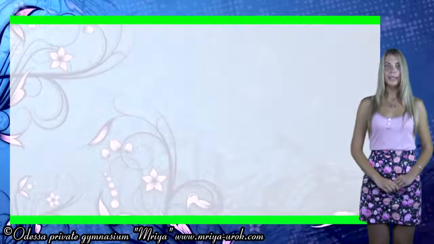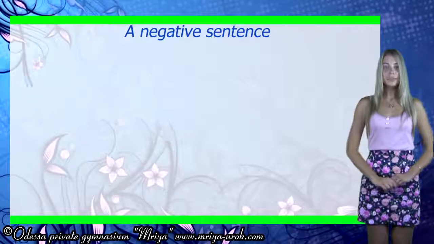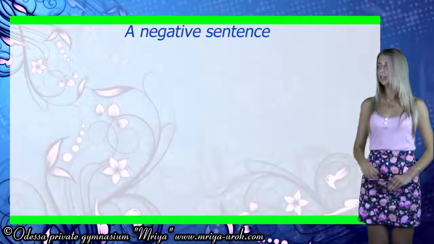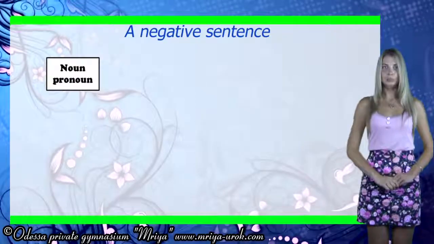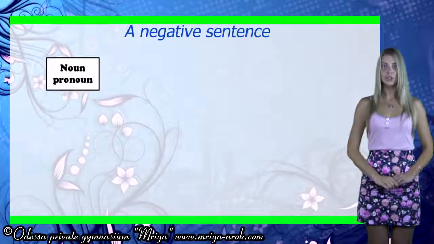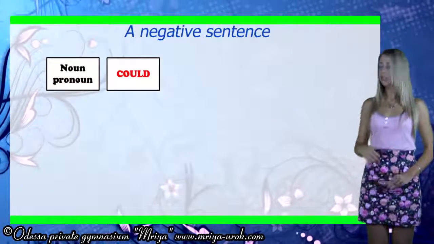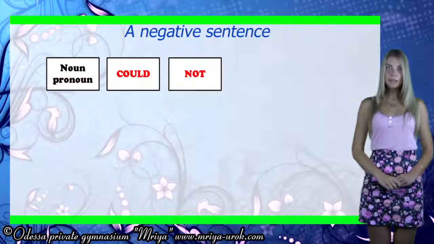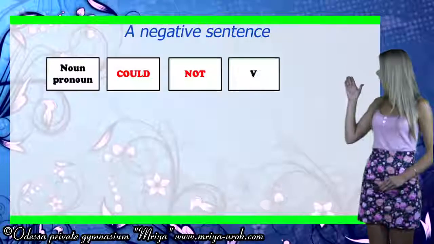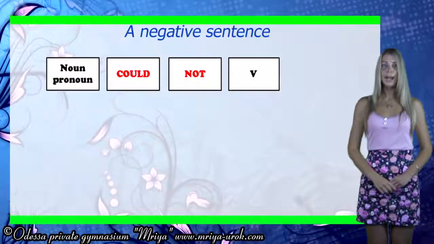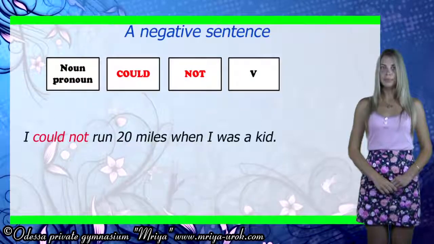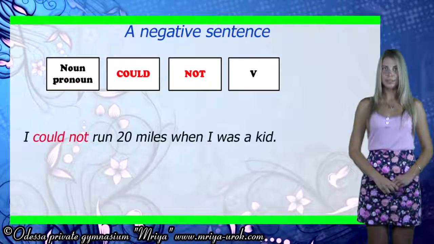If you want to make a negative sentence, on the first position you have to put noun or pronoun. On the second position you put could, after that the particle not, and on the last position you put your main verb. For example, I could not run 20 miles when I was a kid.